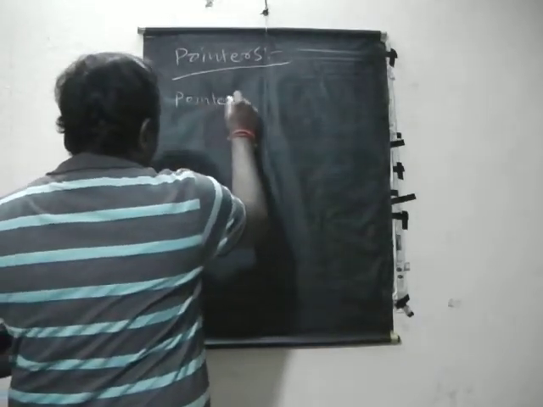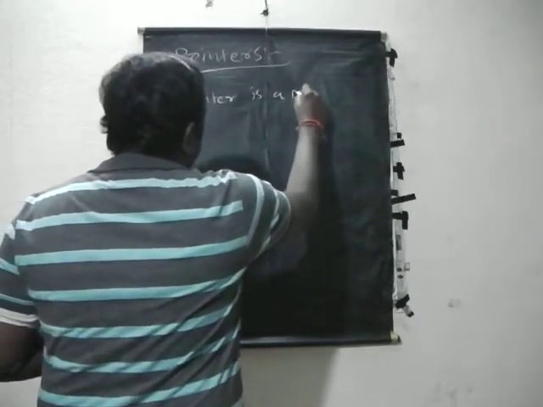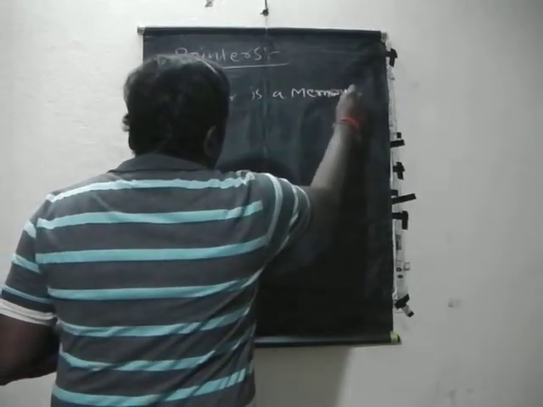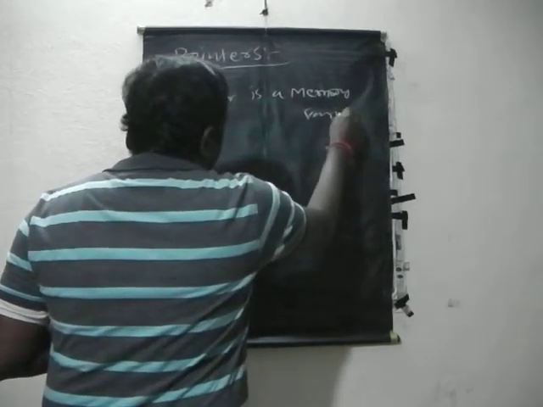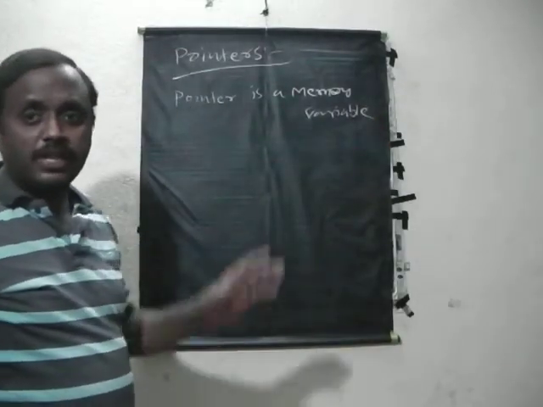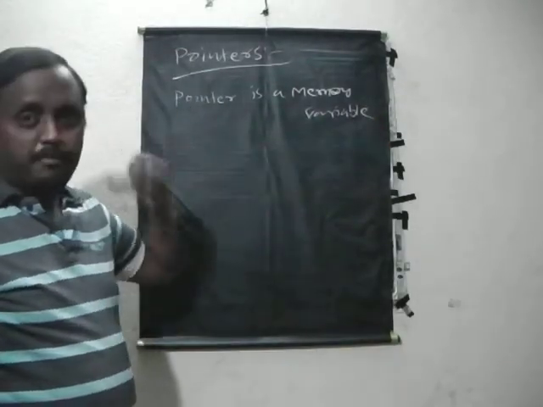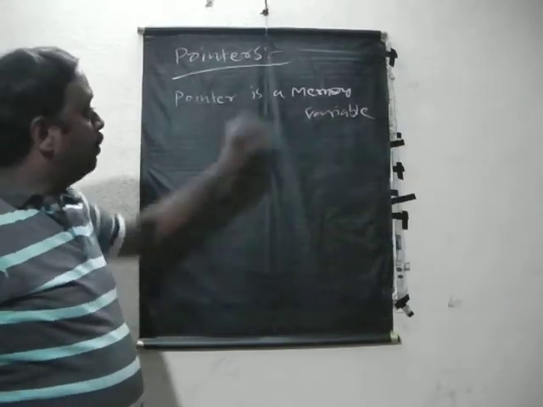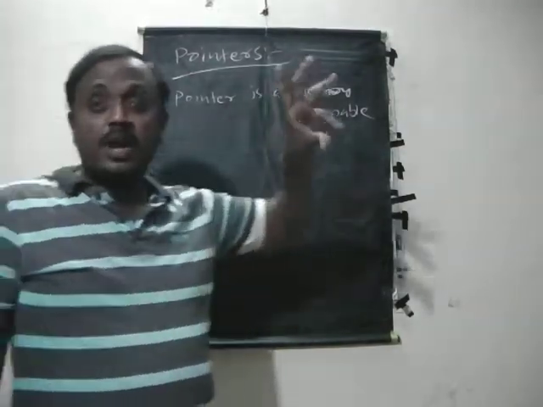So the first important point is that a pointer is a memory variable. It is called a variable, but not a normal variable. What is the difference between a normal variable and a memory variable? A memory variable holds only the address of another variable.